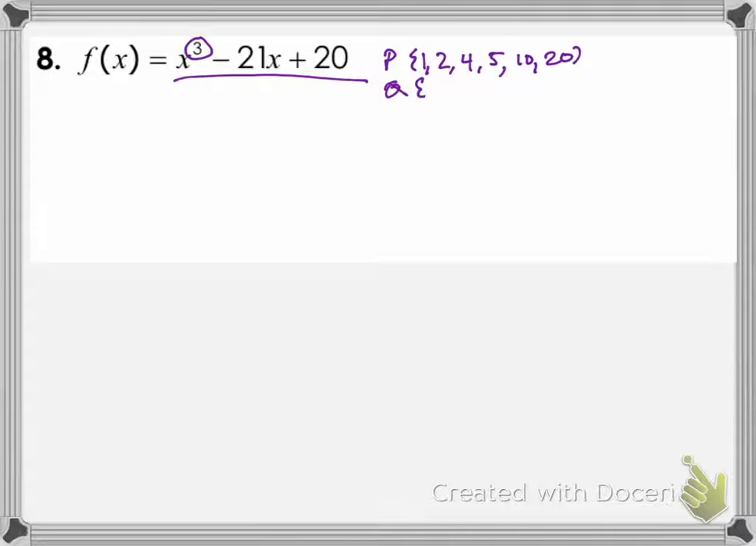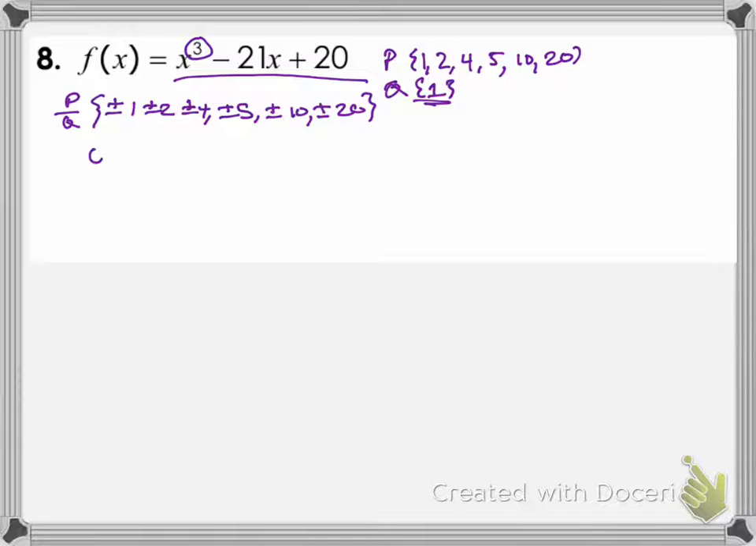Oops, Q is 1. So P over Q, my possible rational zeros are plus or minus 1 over 1, plus or minus 2, plus or minus 4, plus or minus 5, plus or minus 10, plus or minus 20. So a few more than the last time, but still it was nice that Q was only 1 because I don't have fractions.